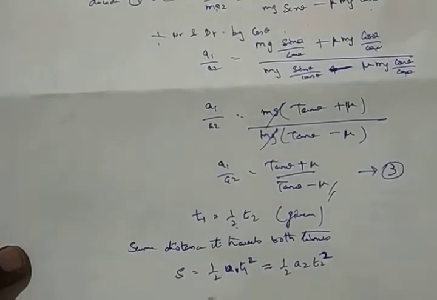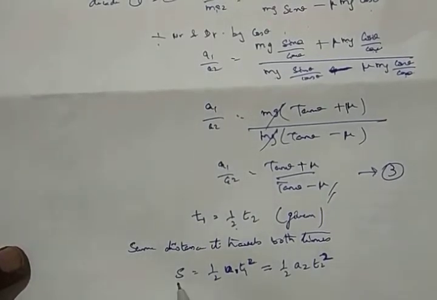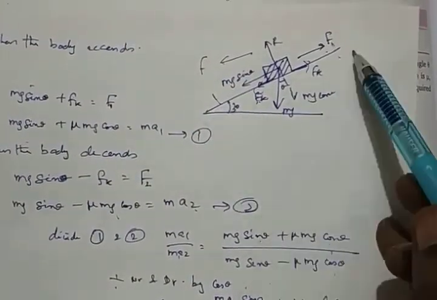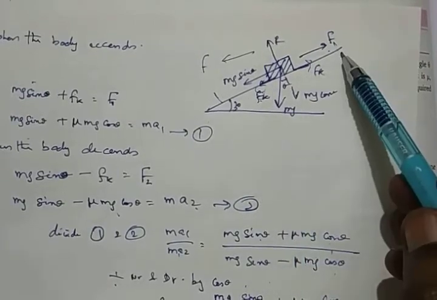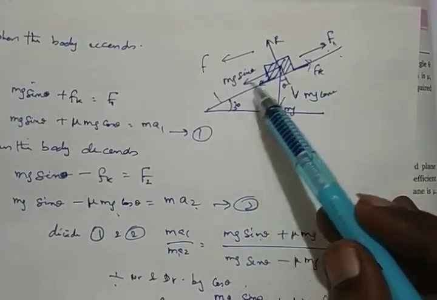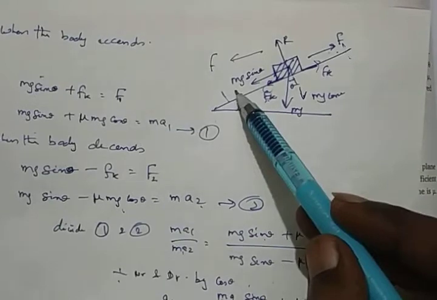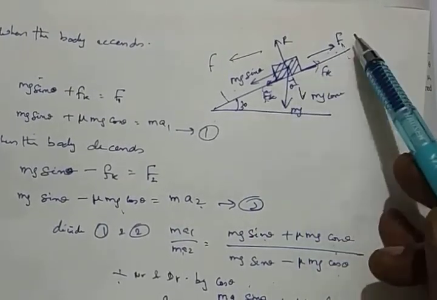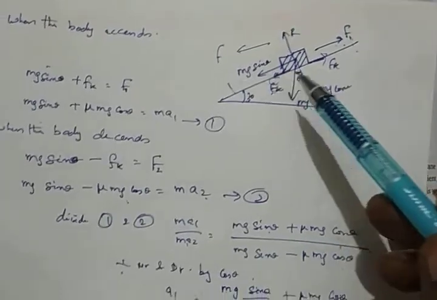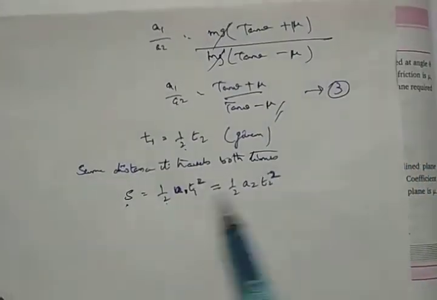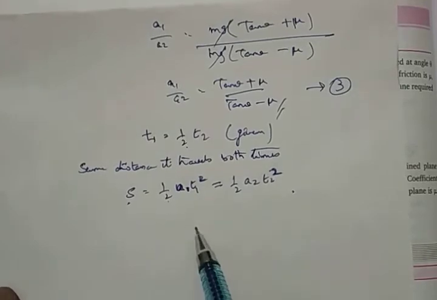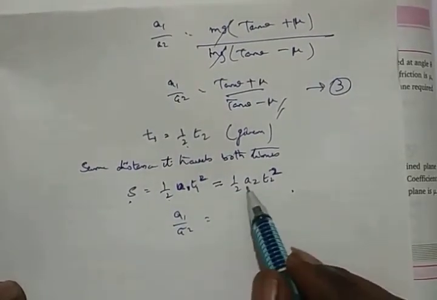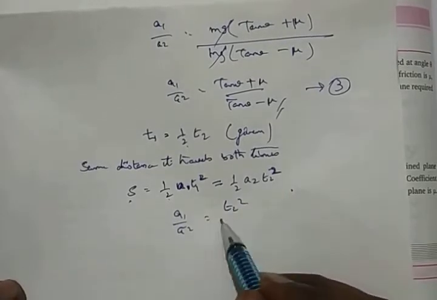So this is the same kind of equation. Same distance it travels. Up also it travels the same distance with an acceleration a1, and down also it travels the same distance with an acceleration a2. A1 was up and A2 was down. So the distance is the same, and you get this equation here. Once it is the same, what is A1 upon A2 here? It becomes T2 square upon T1 square.